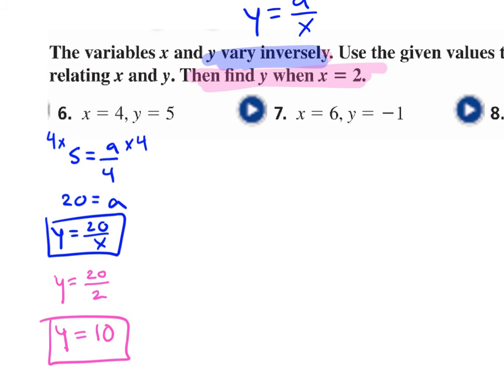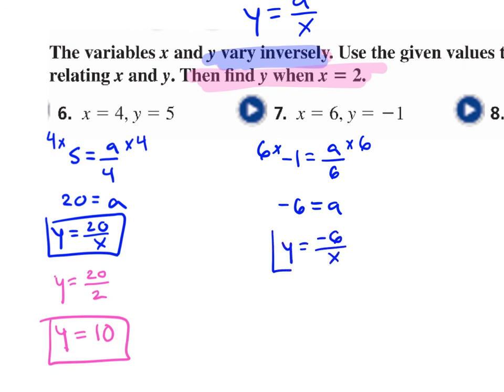Alright, 7. What do we do first? Negative 1 is equal to a over 6. So we have to solve for a. How do we solve for a? Multiply 6 on both sides. So we have negative 6 is equal to a. Awesome. Y equals negative 6 over x. So we plug that in. Y is equal to negative 6 divided by 2. Y is equal to negative 3.